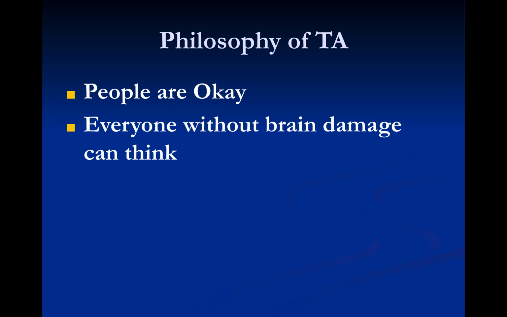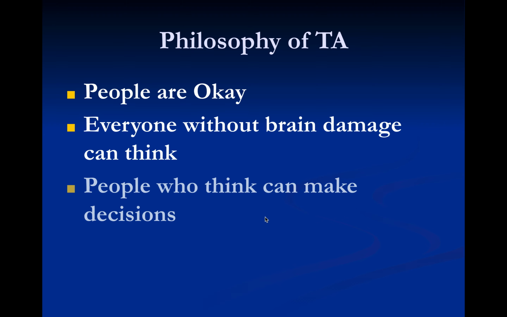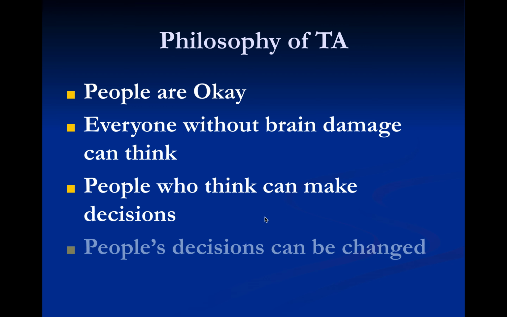The second principle is everyone without brain damage can think. So, people can think if they have a functional brain. People who think can make decisions, and these decisions can be changed. So, this is a philosophy which develops a decisional model for the human mind. We will learn how it is decisional, how it is about okayness, all that is coming.